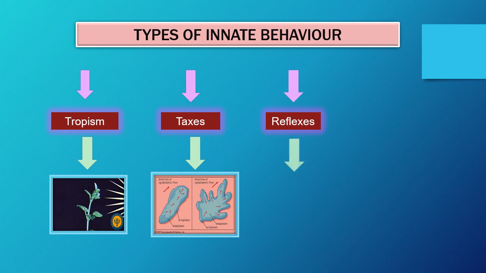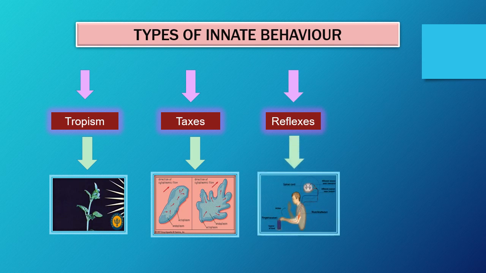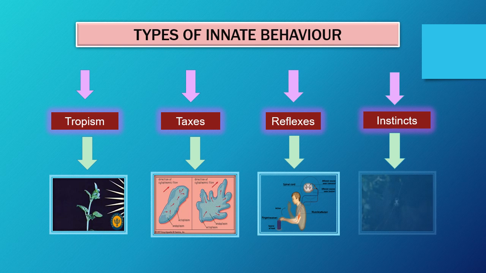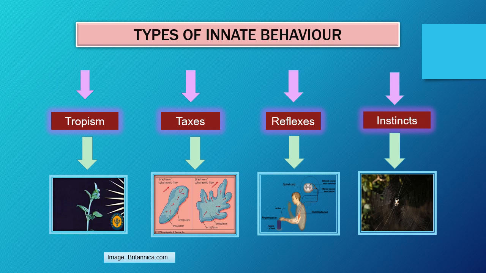Reflexes are considered as the simplest unit of behavior. And last one, it is the instincts. Instincts involve complex and highly rigid patterns of behavior in which numerous muscles, muscle groups and whole organs and organ systems are perfectly coordinated.